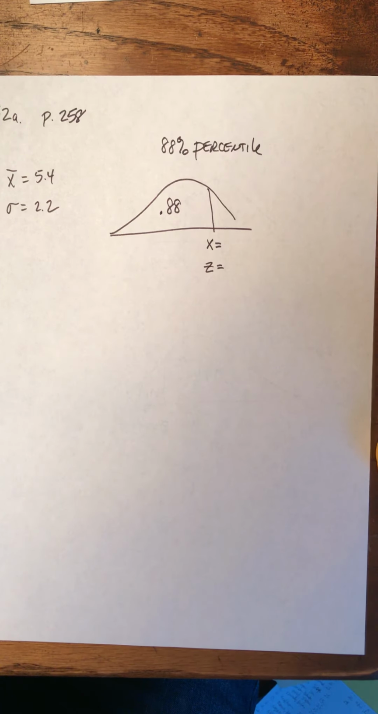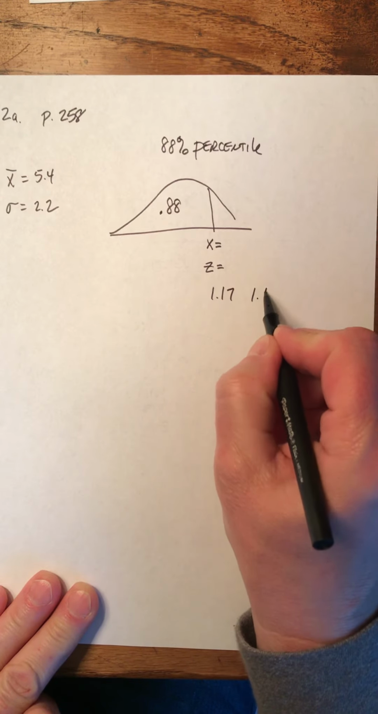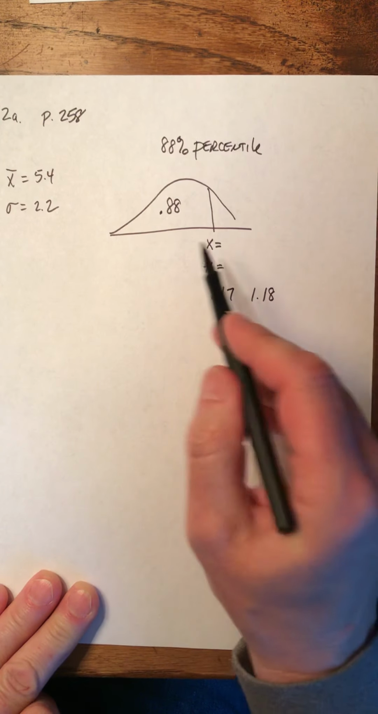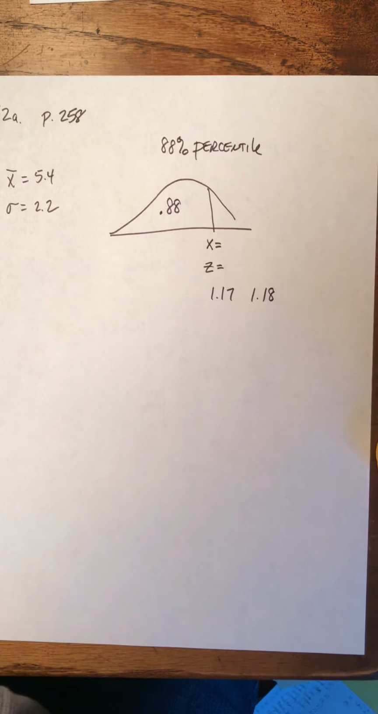And 0.88 comes out to really, really close to 1.17 and 1.18. It's right in between the two. It's right in between 1.17 and 1.18. And matter of fact, 88 is perfectly in between 1.17 and 1.18. It's actually 10 points away on either side.